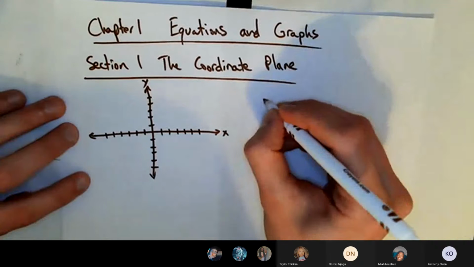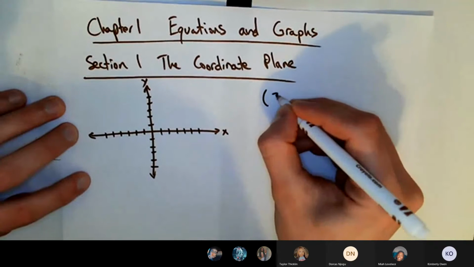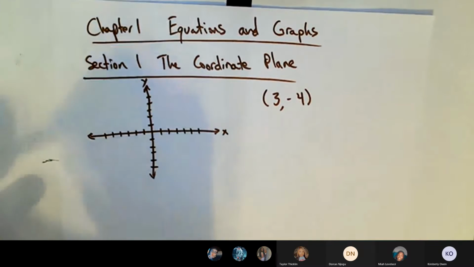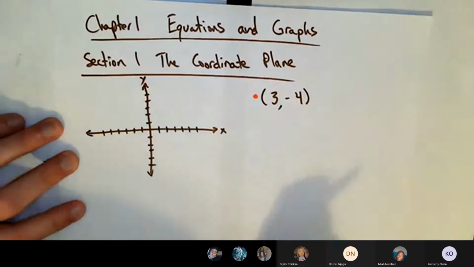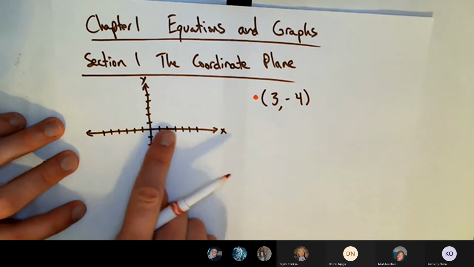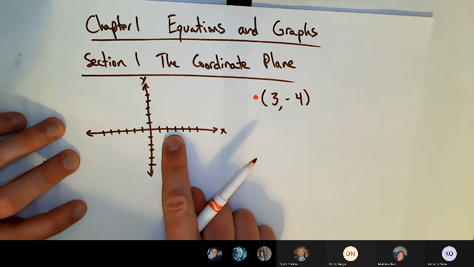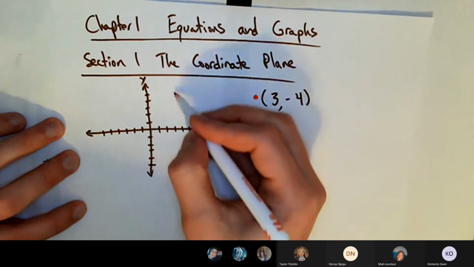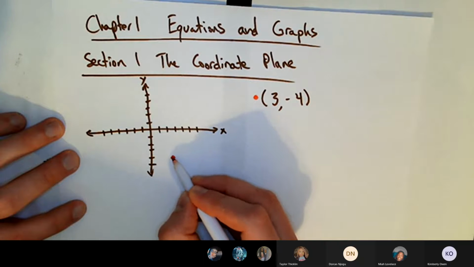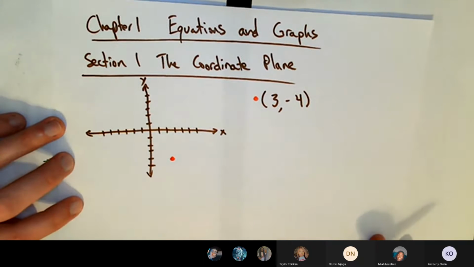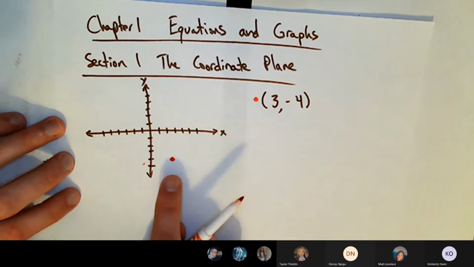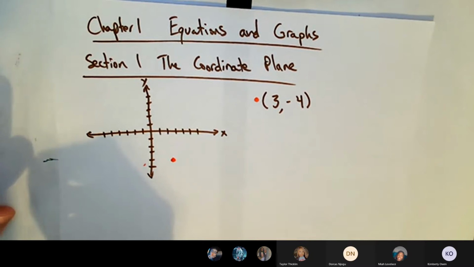So for instance, the point 3 comma -4, which I'll show as a red dot, I'll put over here. That'll be 3 to the right down the positive x-axis. So somewhere along here at x equals 3, and then down at -4 for the y value. So there we go. There's that point 3 comma -4. So that's the x value at 3 and the y value at -4. So that's how we navigate around the coordinate plane.